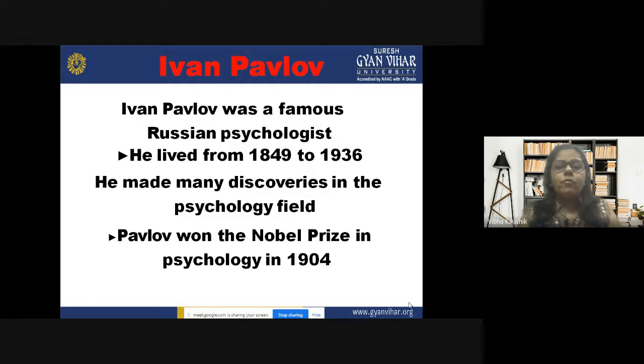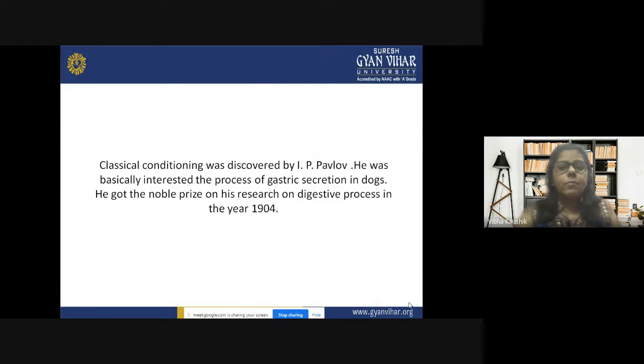Now, I.P. Pavlov was a famous Russian psychologist. He lived from 1849 to 1936. He made many discoveries in the field of psychology. Pavlov won the Nobel Prize in 1904. Classical conditioning was discovered by I.P. Pavlov. He was basically interested in the process of gastric secretion in dogs. His main focus was to find out the gastric secretion process in dogs. He got the Nobel Prize for his research on the digestive process in the year 1904.